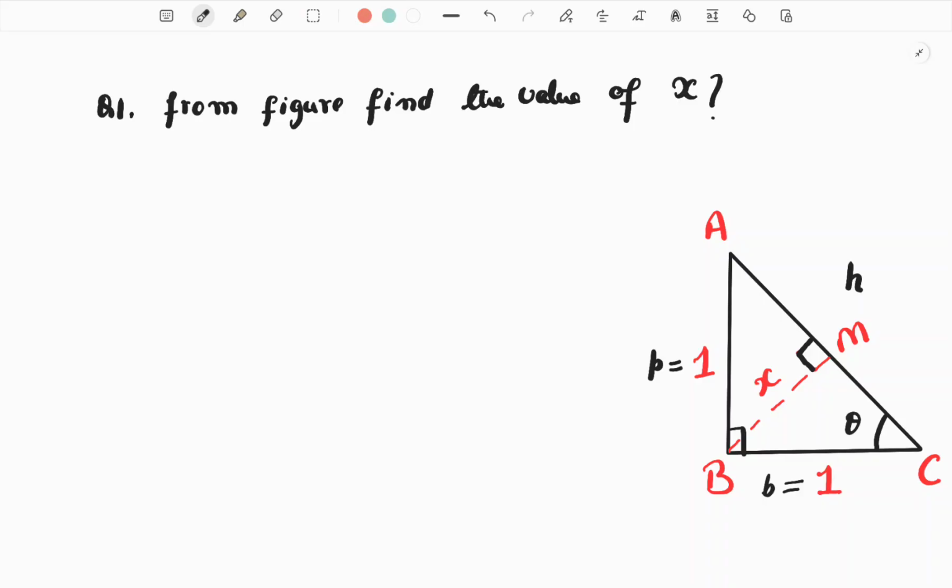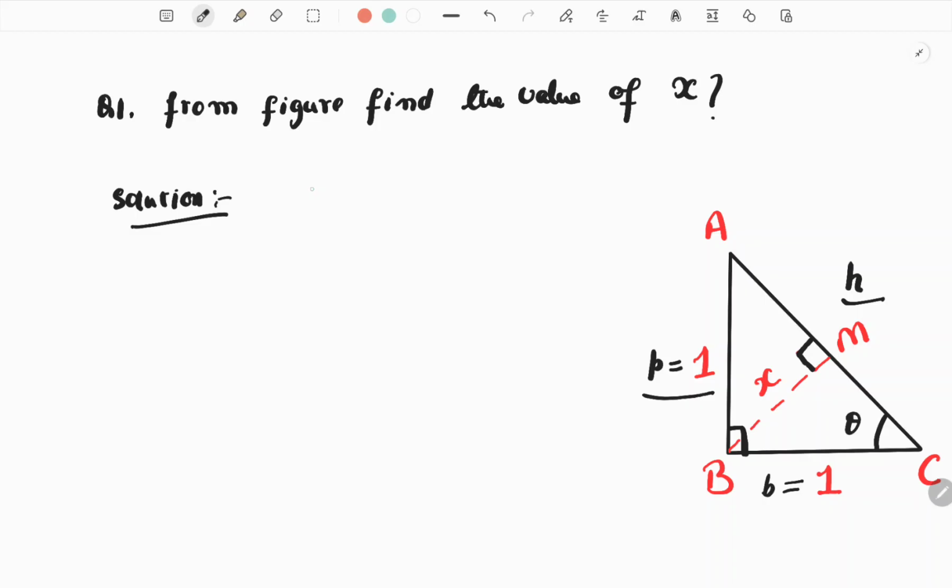So in this figure, as we can see from here, the measuring angle is theta. Therefore the side which is opposite to the measuring angle is P. The side which is opposite to 90 degree is H. And the side BC is equal B, which is equal 1. So first of all, let us find out the value of H.